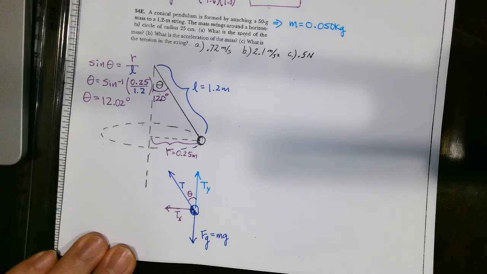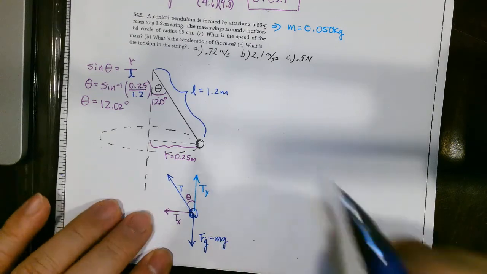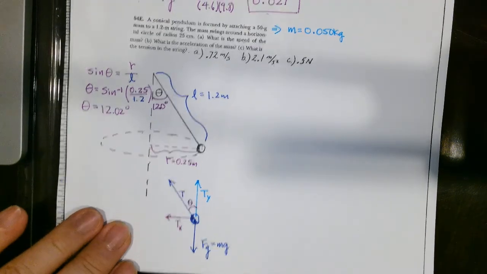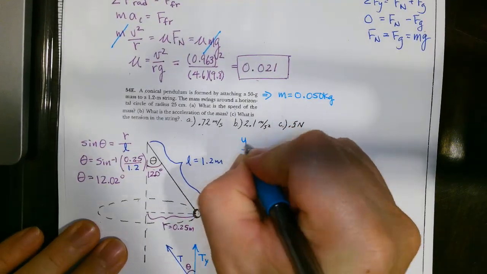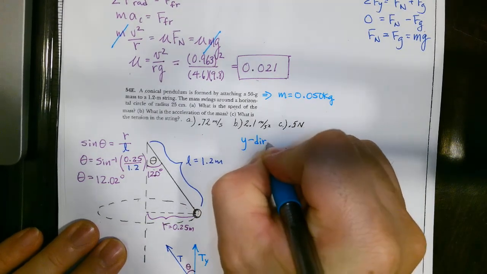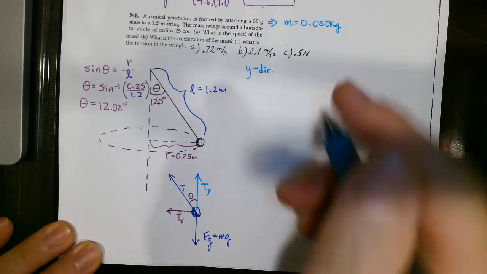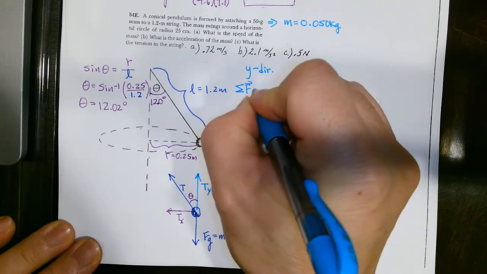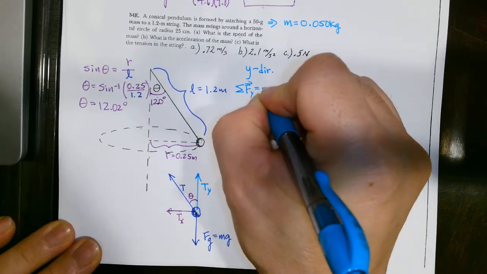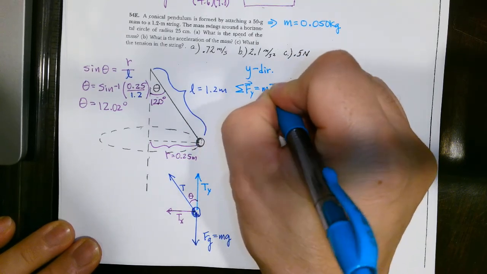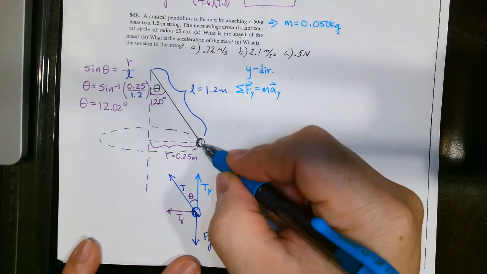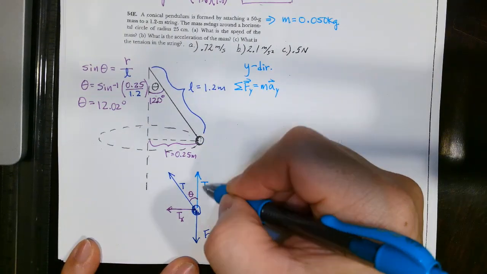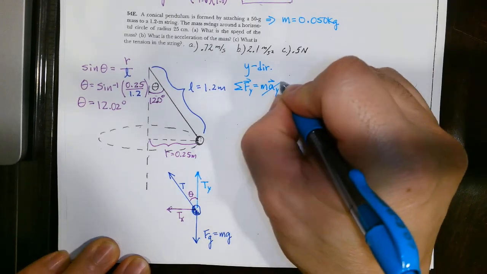Okay? So let's do that. Okay? So here, Ty, so let's take a look at y direction first. If we take a look at the y direction, sum of all forces in y is equal to MAY. However, in the y direction, this thing is not accelerating up or it's not accelerating down, so my acceleration in y is 0.